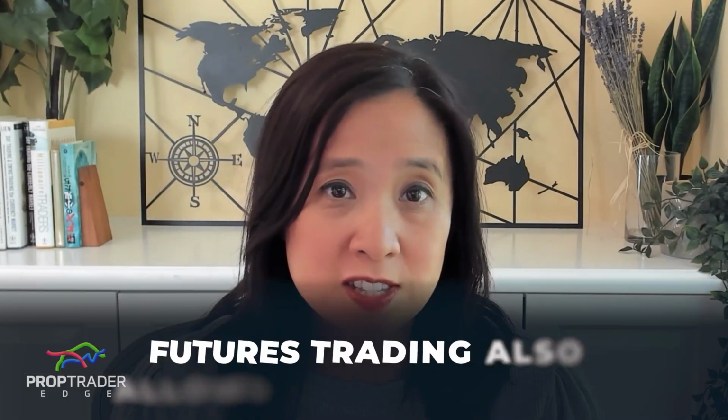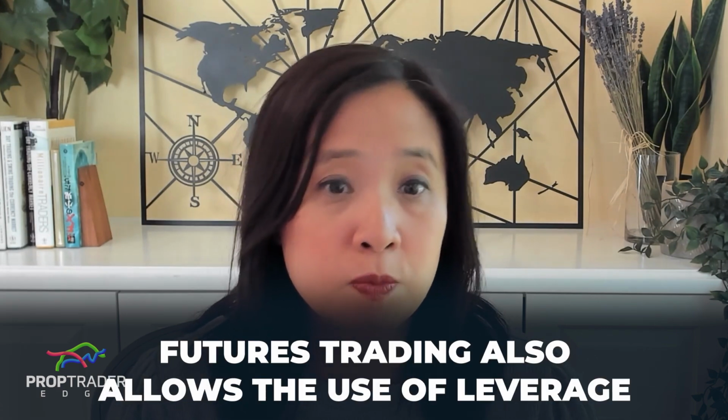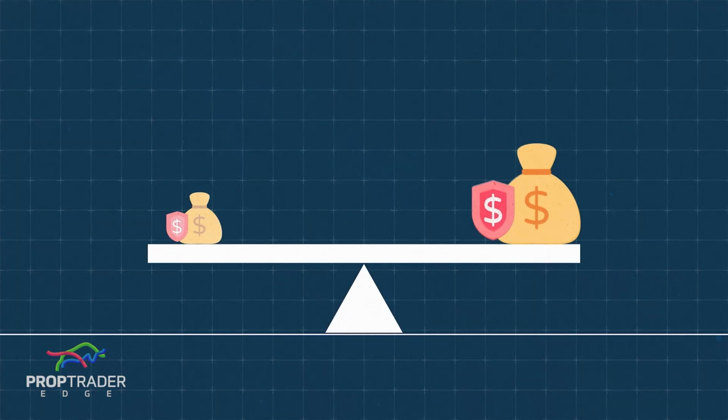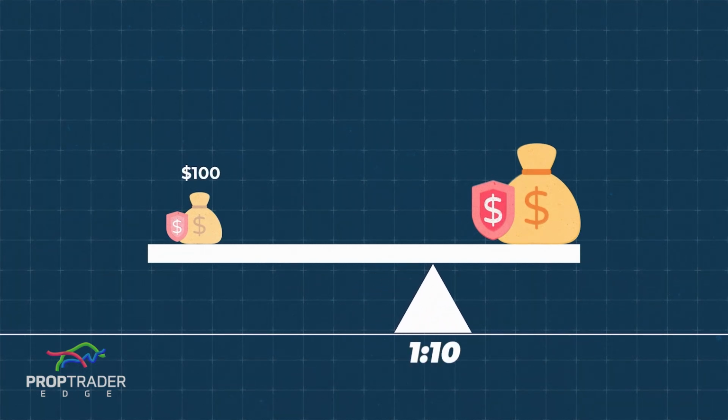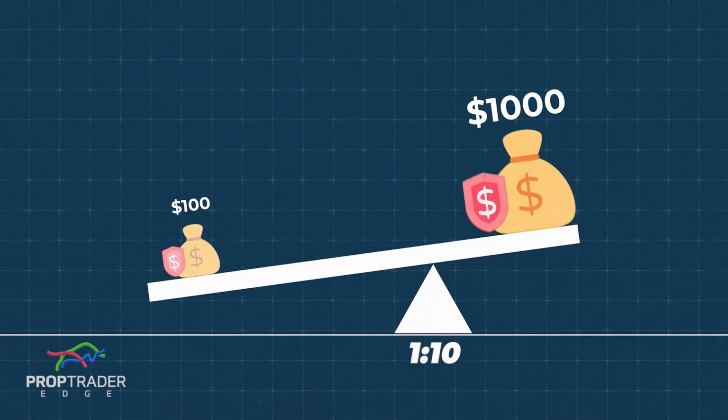Just like CFDs, futures trading allows the use of leverage, meaning you can control a larger amount of gold with a relatively small amount of capital. Of course, the leverage in futures is much smaller than the leverage in CFDs. For example, with just $100, you can use a leverage of 10 times, and you can purchase gold worth $1,000. However, trading futures with high leverage also means higher risk.